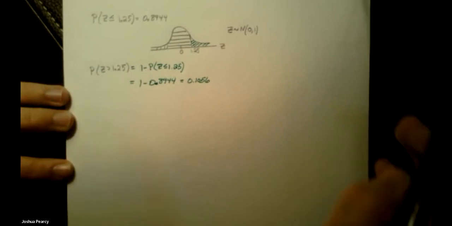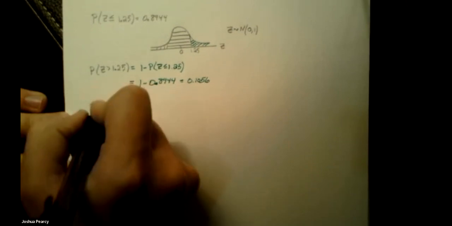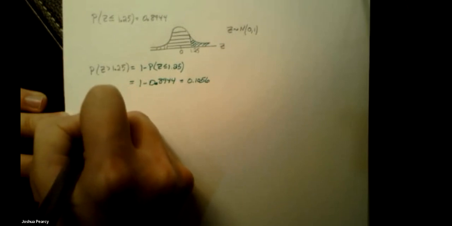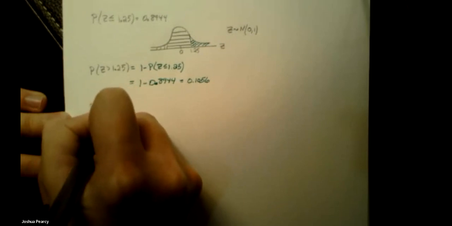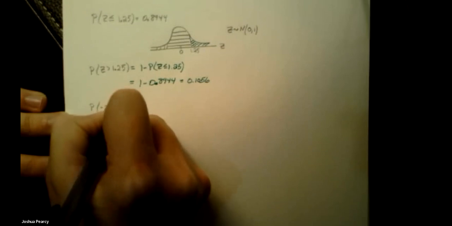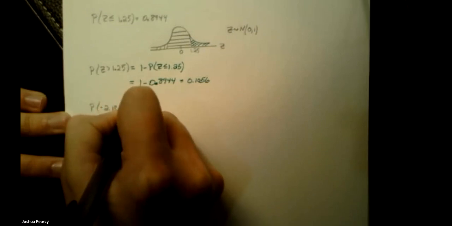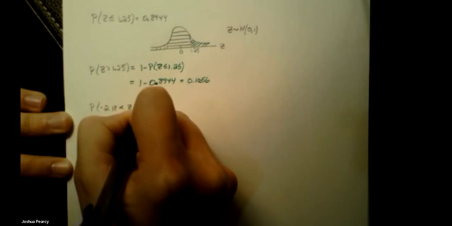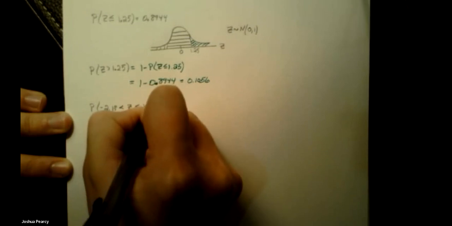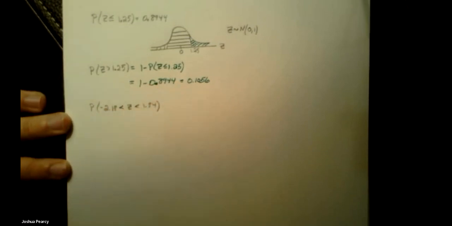Now, you should also probably know how to find the area in between two z-scores. So the probability of, say, we have negative 2.13 to 1.34.